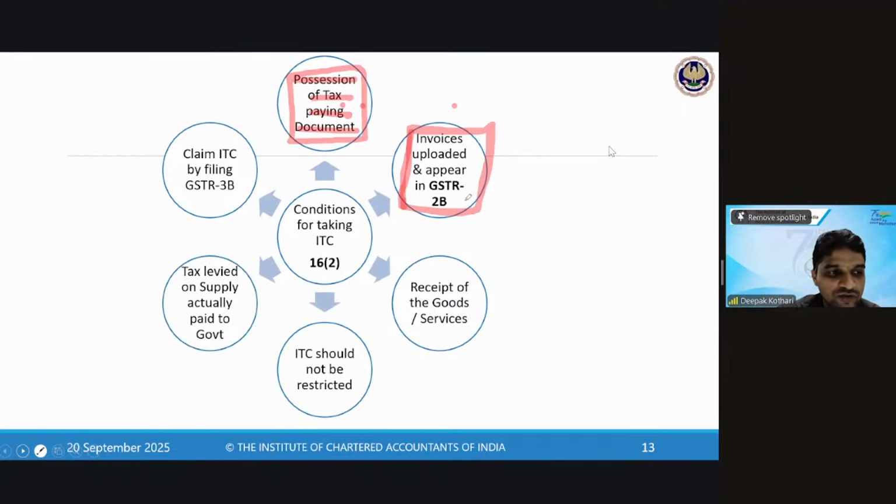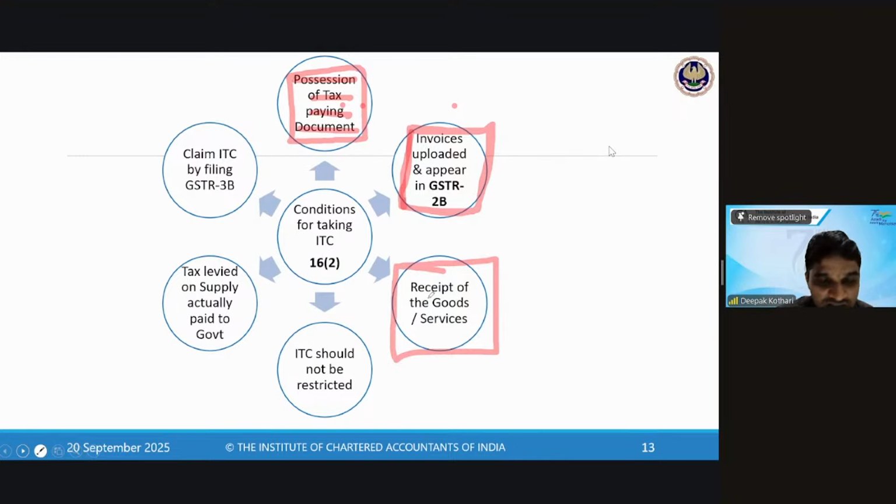Second is the invoice should be uploaded in the GSTR 2B. Then third condition is, yes, auto generated ITC statement from 2B is generated from the GST portal. Third condition is, you have received the bill but the goods have not arrived. Then you cannot claim it. So the third condition is you should have received the goods and services.